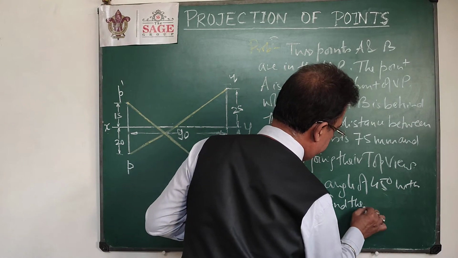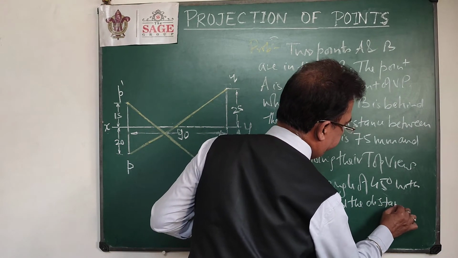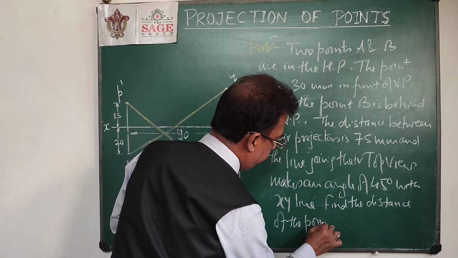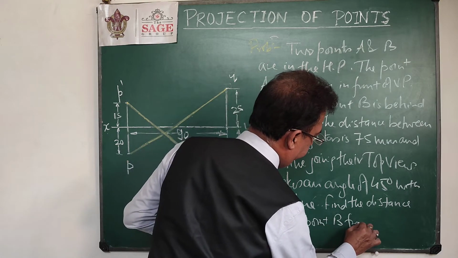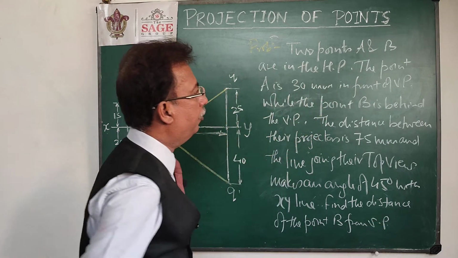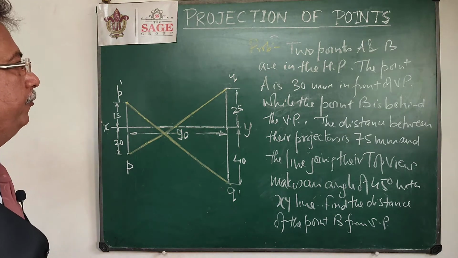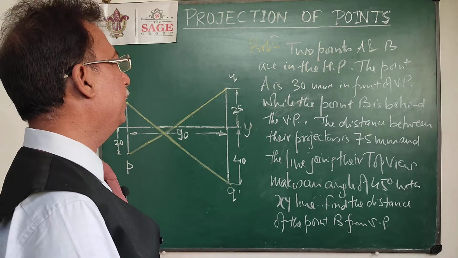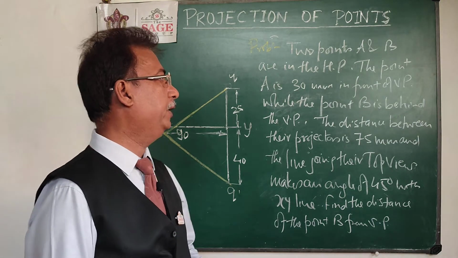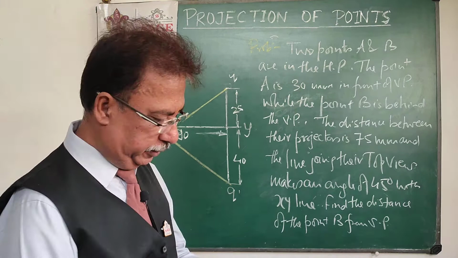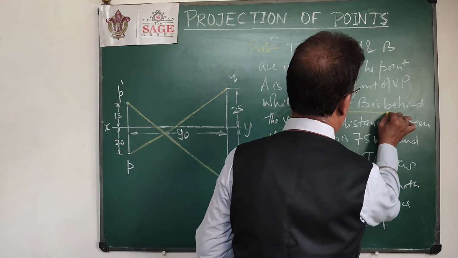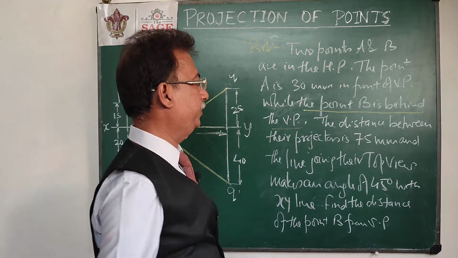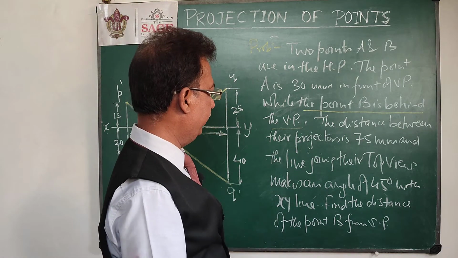Find the distance of the point B from the VP. So now look at the problem. The 2 points A and B are both in the HP, and the point A will be 30 mm in front of the VP, while the point B is behind the VP. But how much behind is not given. The distance between the end projectors is given, that is 75 mm.